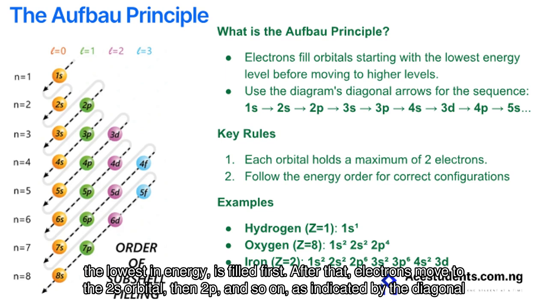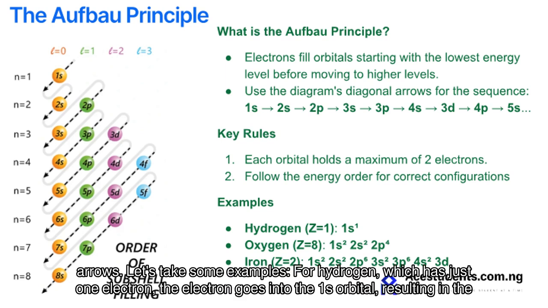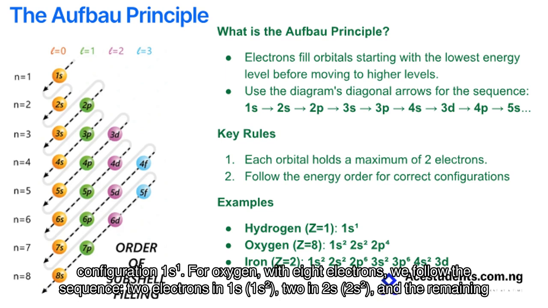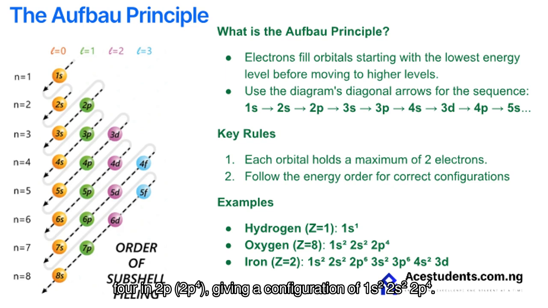Let's take some examples. For hydrogen, which has just 1 electron, the electron goes into the 1s orbital, resulting in the configuration 1s¹. For oxygen, with 8 electrons, we follow the sequence: 2 electrons in 1s, 1s², 2 in 2s, 2s², and the remaining 4 in 2p, 2p⁴, giving a configuration of 1s², 2s², 2p⁴.